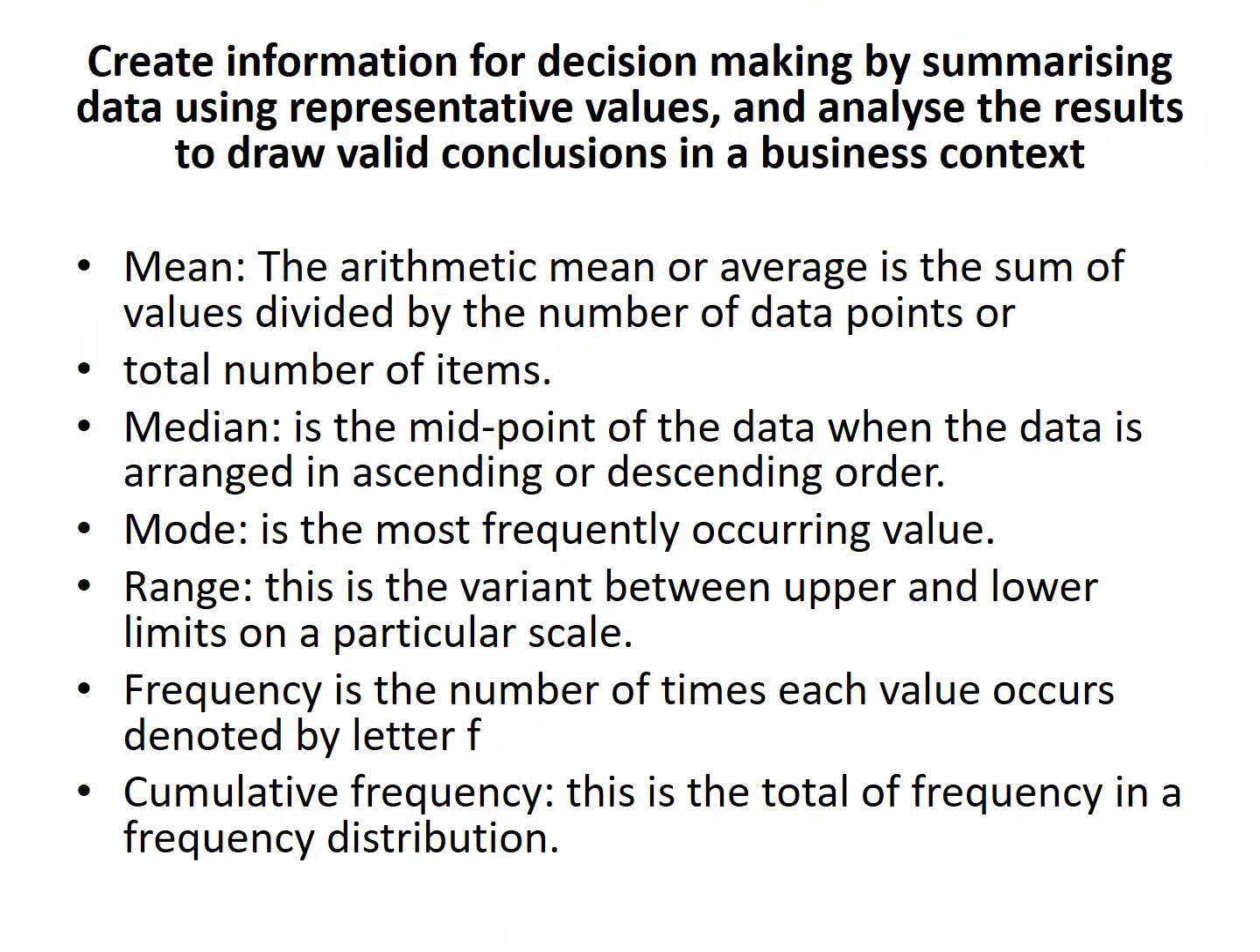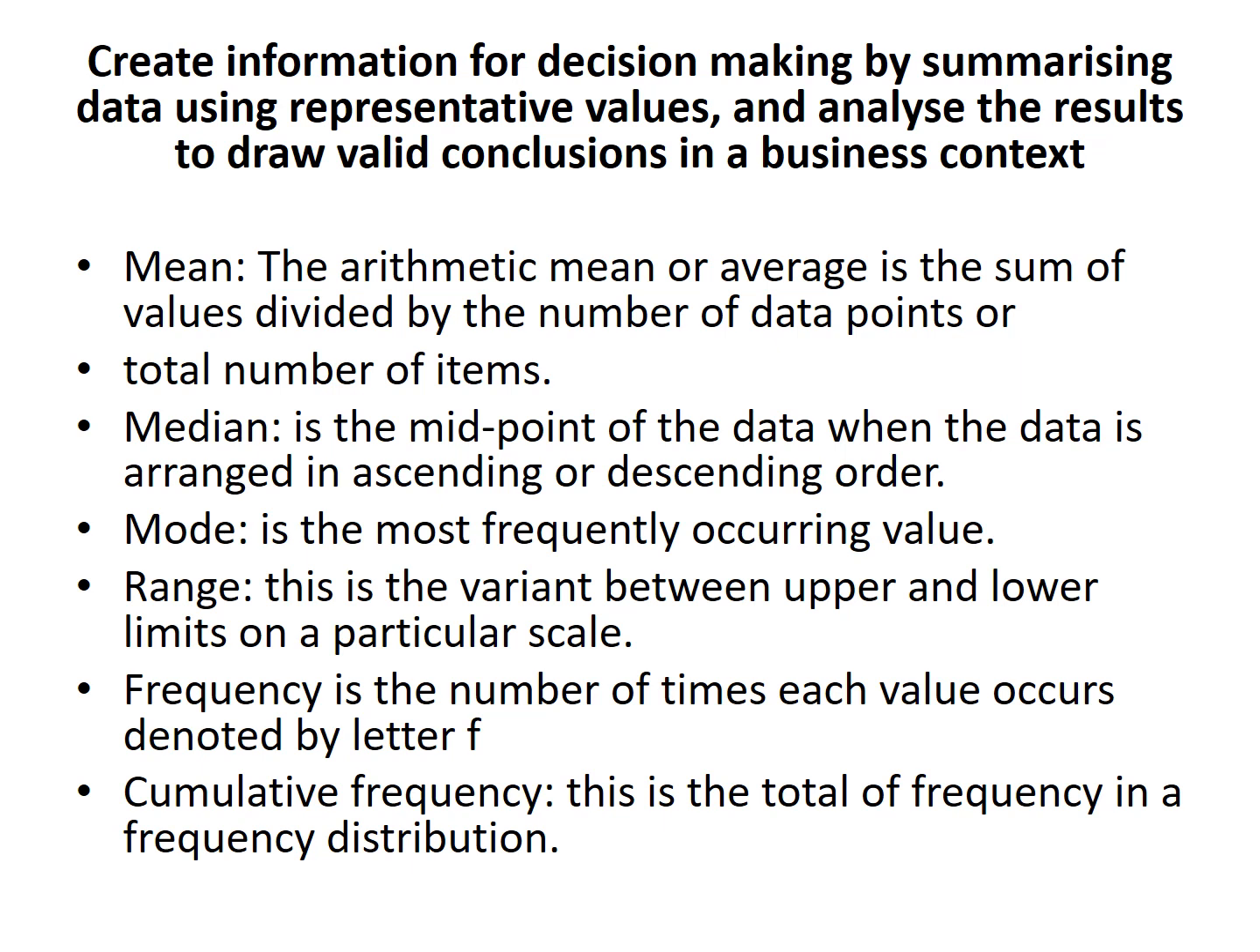So as I've said, this information is to create information for decision making by summarising data using representative values and analysing the results to draw valid conclusions in a business context. So again, the mean is the arithmetic mean, or average, which is the sum of the values divided by the number of data points, or total number of items. The median, the middle, is the midpoint of the data when the data is arranged in ascending or descending order. The mode is the most frequently occurring value, as we've said before.